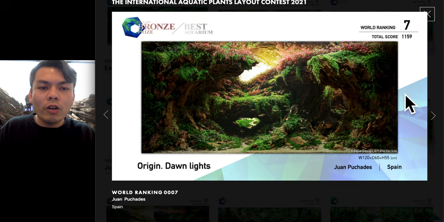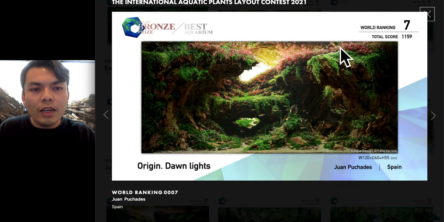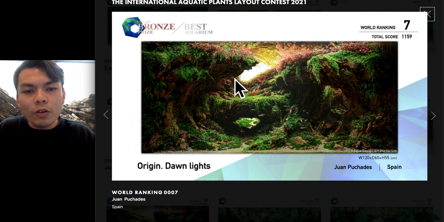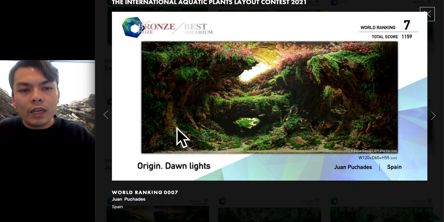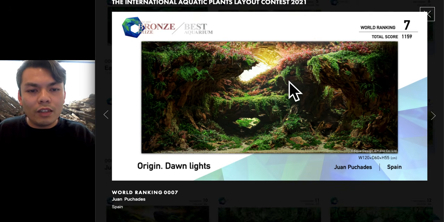And one thing that you'll notice in the top 7 is negative space is starting to diminish in these aquascapes. You are seeing a lot more hardscape fill the entire aquarium. And if you think about it, this aquarium is 55 centimeters high, which means the hardscape itself goes almost to the top of this aquarium. And I can only imagine just how long it would have taken to construct this particular hardscape.